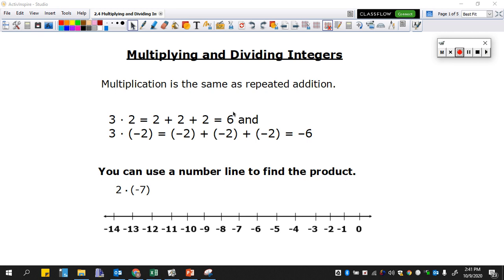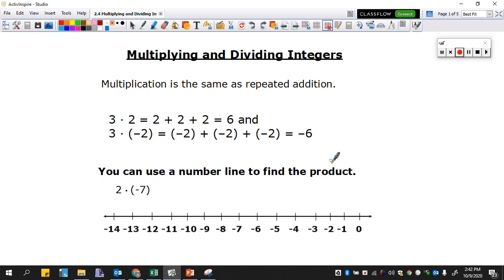Same thing goes with negative numbers. So if you have 3 times negative 2, that's the same thing as saying negative 2 plus negative 2 plus negative 2, which is negative 6. Because remember, if the signs are the same, then you add everything and give the answer the same sign, right? So you can also use a number line to find the product, all right?